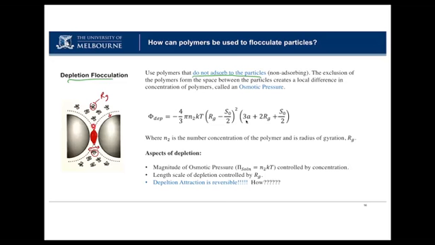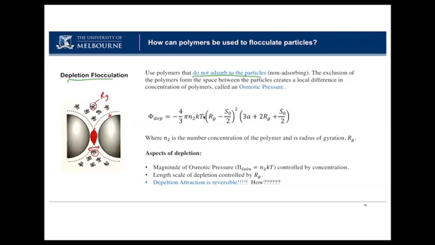And since the polymer can't get in there, the way to remove the concentration difference is just to have the particles stick together, because then that osmotic pressure, or that gradient in concentration, is gone. All right.